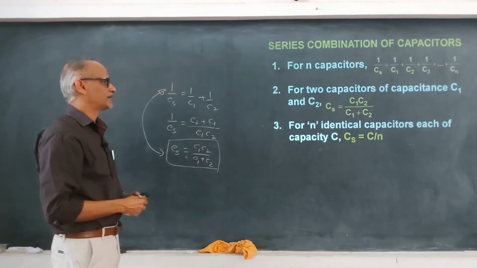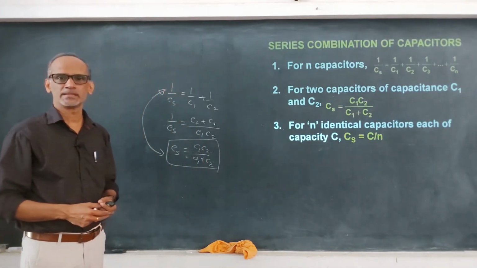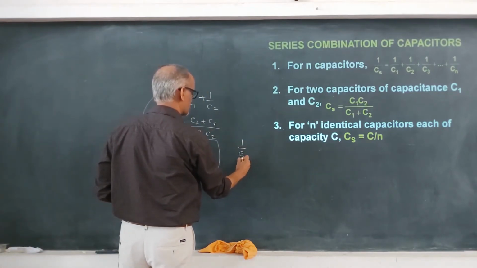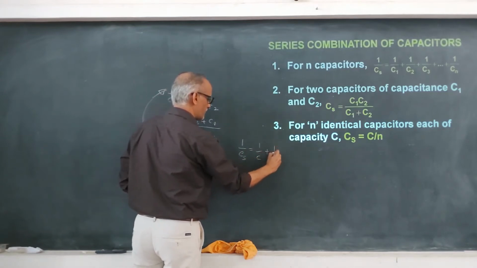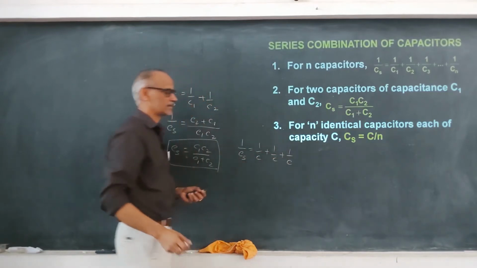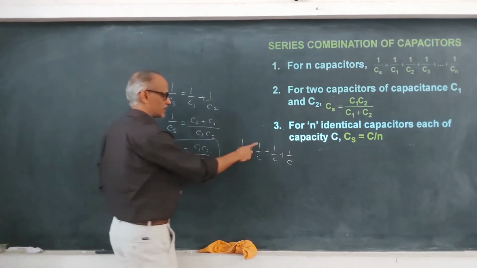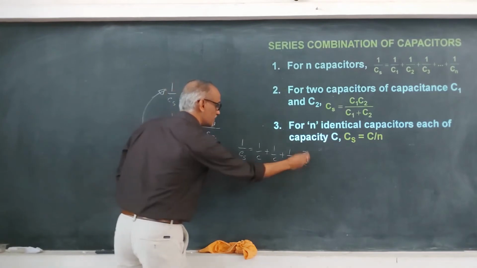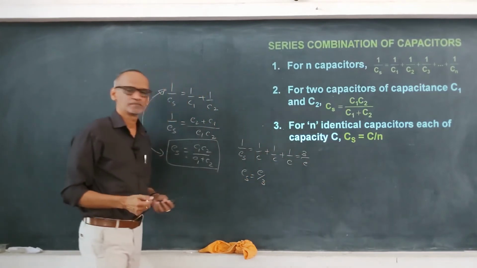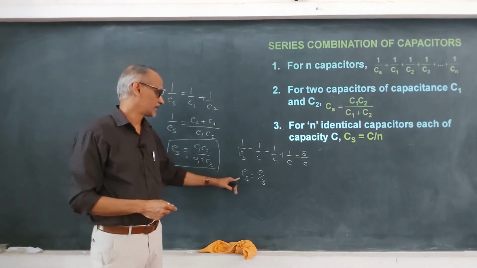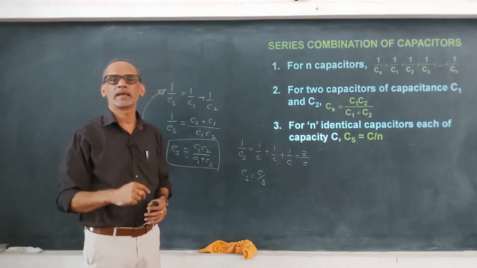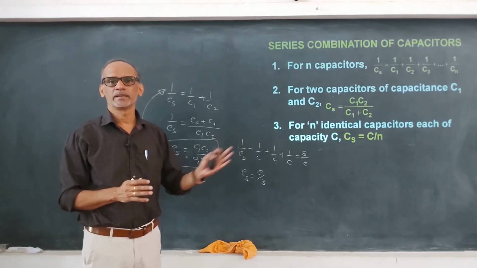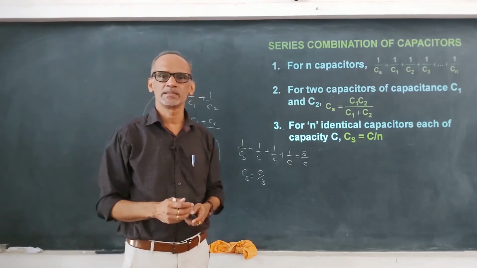Next, for n identical capacitors, each of capacity C. If the capacitors are identical, then we can write 1 by CS is equal to 1 by C plus 1 by C plus 1 by C. Imagine if there are three identical, then 1 by C plus 1 by C plus 1 by C is nothing but 3 by C, or CS is equal to C by 3. That is for 3. For n identical, C by n. So if the capacitors are identical, then the effective capacity is given by CS is equal to C by n.